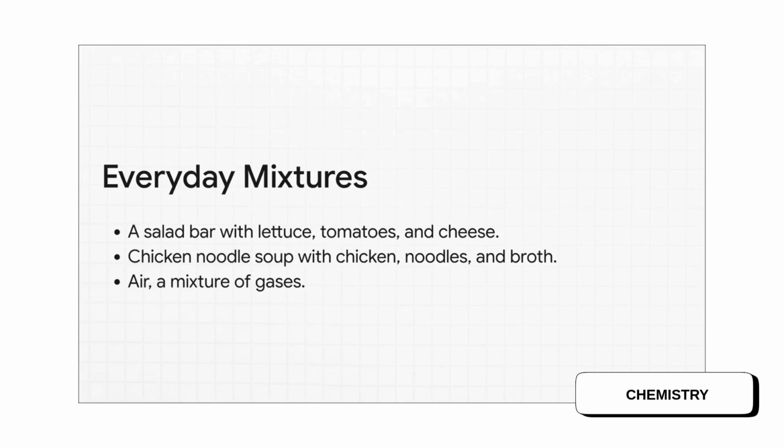And you really do find mixtures everywhere you look. In a salad or a bowl of soup, it's pretty easy to spot the different parts, right? But what's really wild is that the air we're all breathing right now is also a mixture, mostly nitrogen and oxygen gases. You can't see the individual parts, but believe me, they're there.